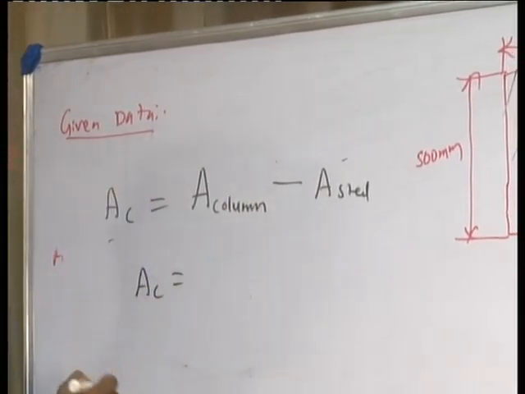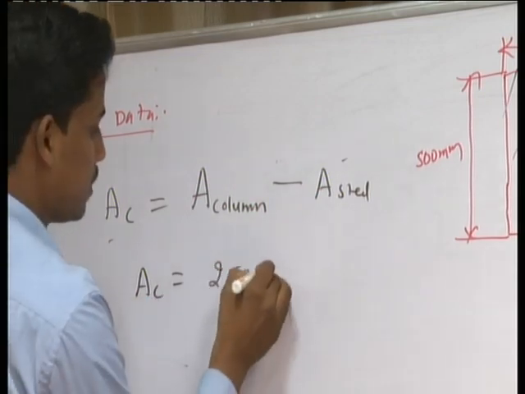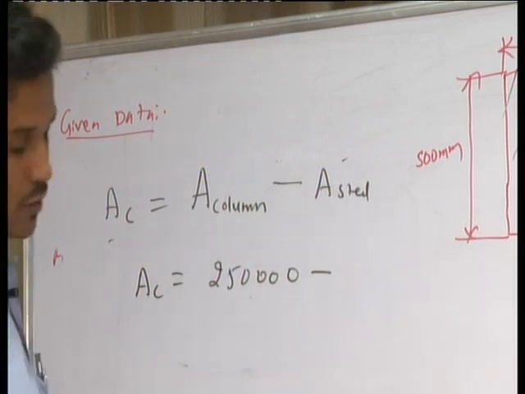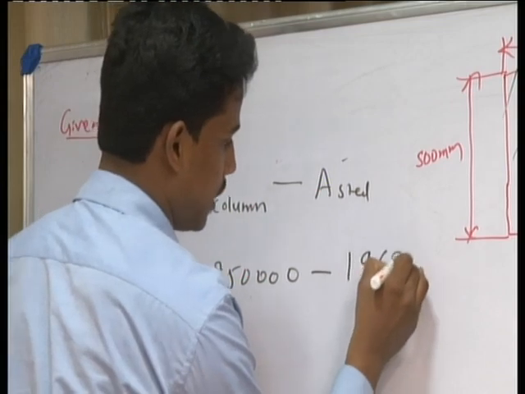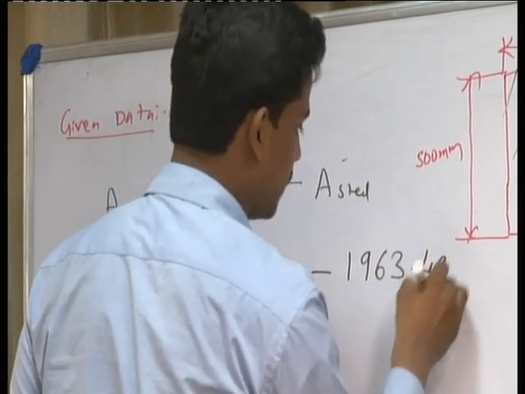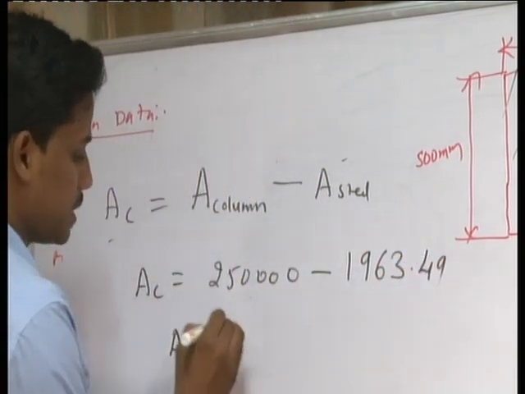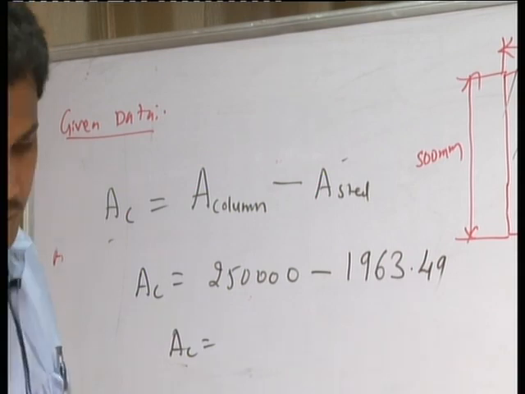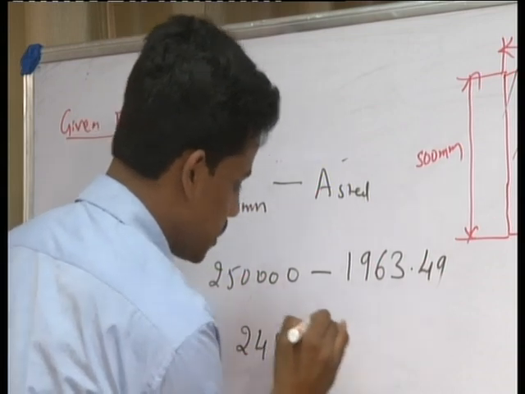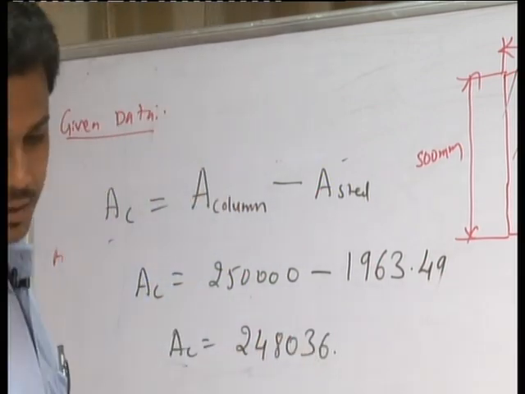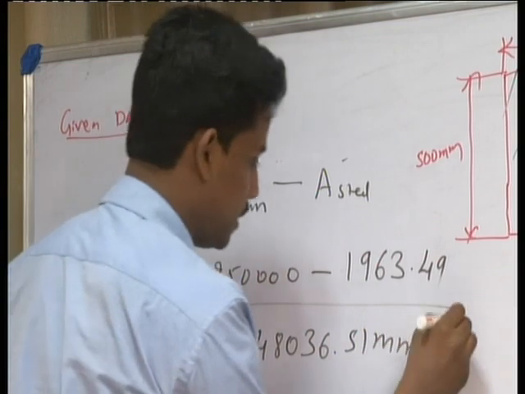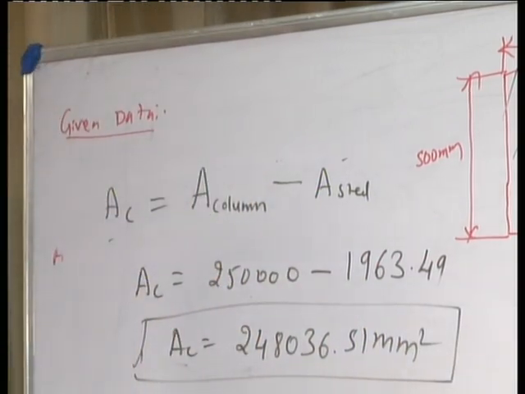Area of concrete is equal to area of column, 2,50,000, minus area of steel, 1963.49, which I have already calculated. So we will get the area of concrete as 248036.51 millimeter square. This is the area of concrete in the column.